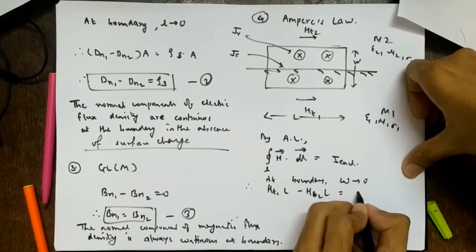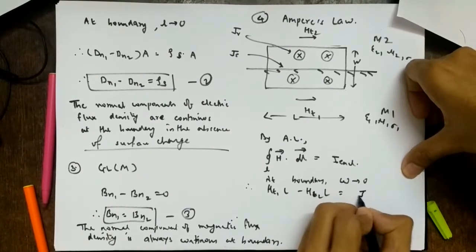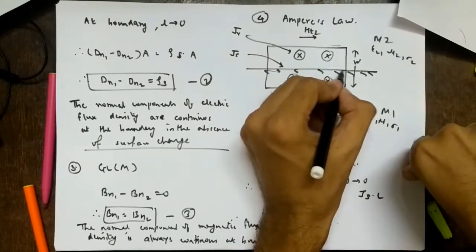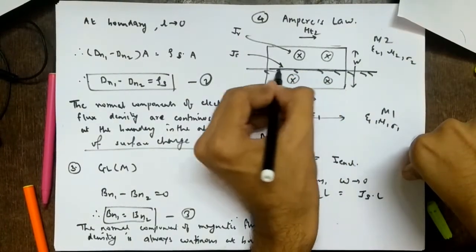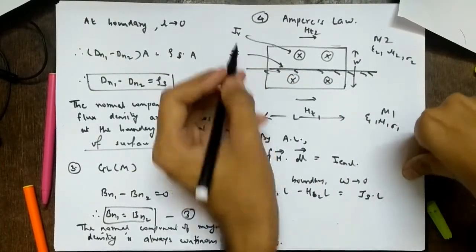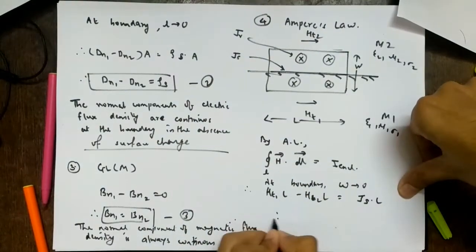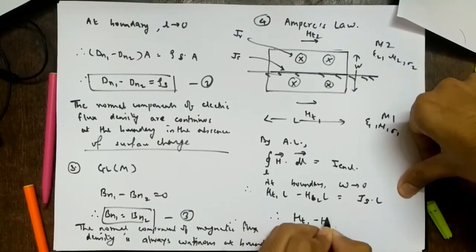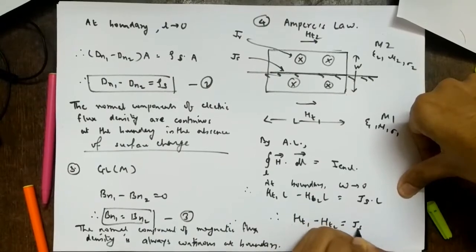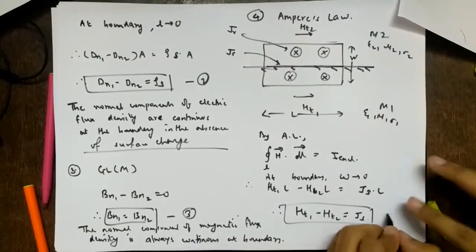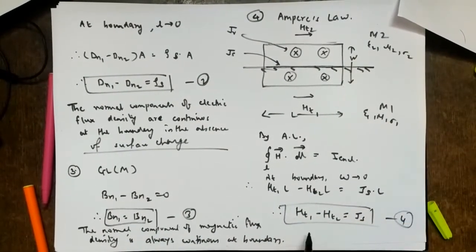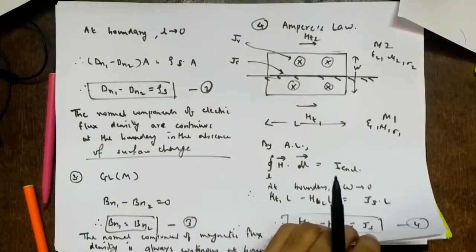So therefore this is equal to I enclosed. I enclosed will be what? It will be Js into L, because we are only interested at the boundary, right? So at the boundary I'll have only surface current density, I will not have Jv. So there is Js into L. So what will we get? Ht1 minus Ht2 equal to Js, right? So this is our fourth boundary condition. So again, what will we write as the sentence here? The tangential component of the magnetic field intensity is continuous at the boundary in the absence of surface current density, right? So these are the four boundary conditions.